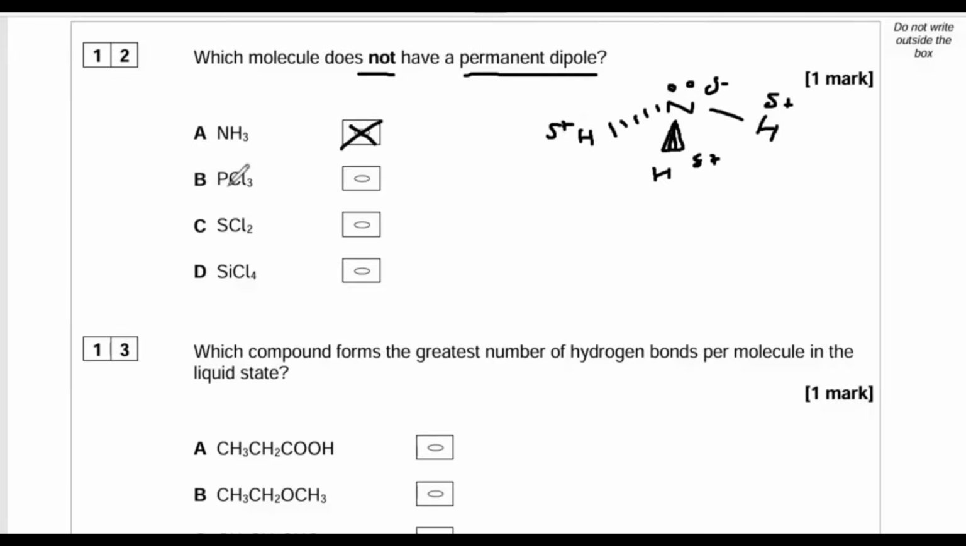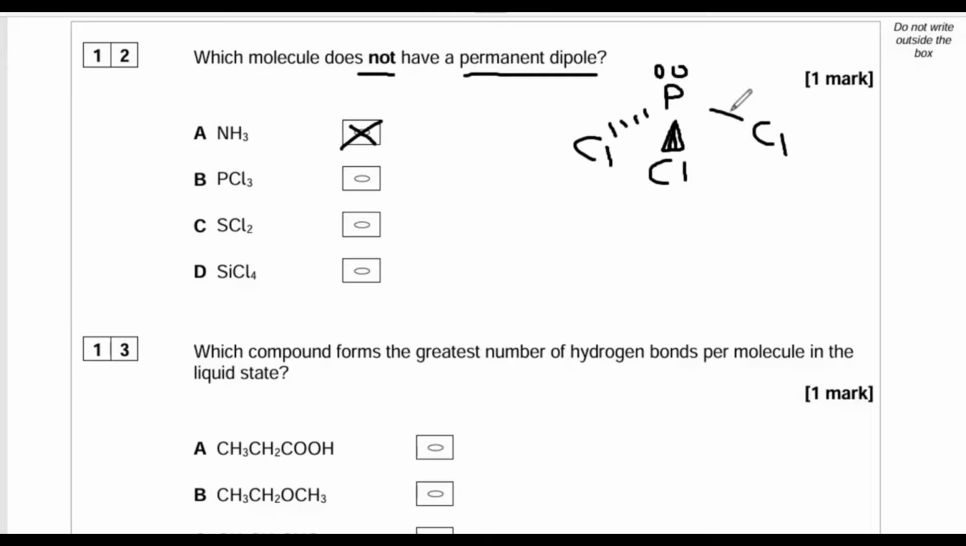Now, if I replace this with phosphorus trichloride, essentially phosphorus is also in group 5. So all I've got to do here is change this around a bit. However, the chlorines are more electronegative this time. So with phosphorus trichloride, same sort of situation. We've got a group 5 element with a lone pair, and it's bonded to 3 chlorines. So it's going to be pyramidal again in its shape.